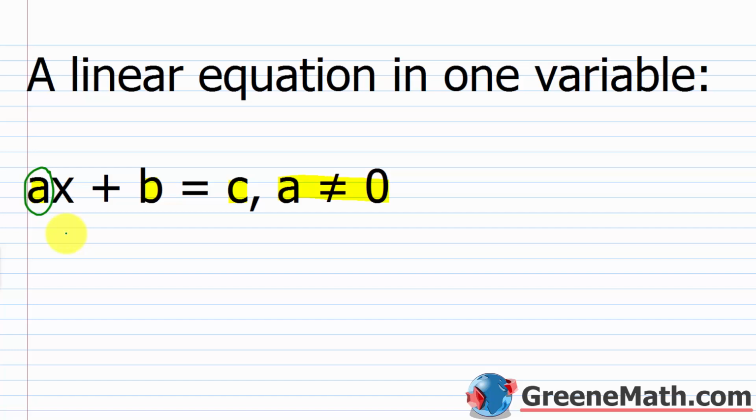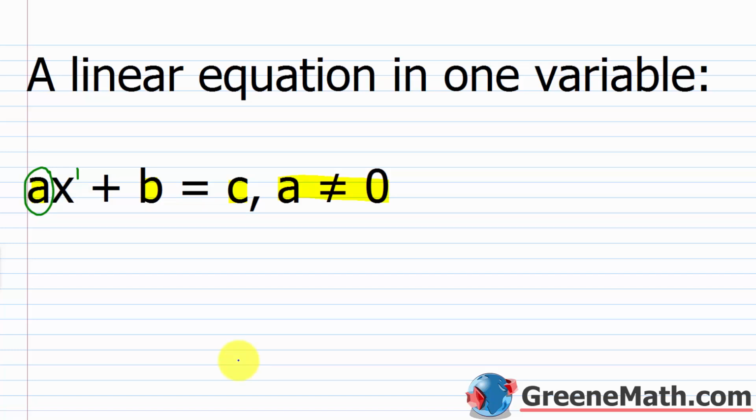Now, a linear equation of one variable is sometimes called a first degree equation because the largest exponent on the variable is a 1. Some of you remember that quadratic equations, where the largest exponent on a variable is a 2, are sometimes called second degree equations. So it's the same concept there.